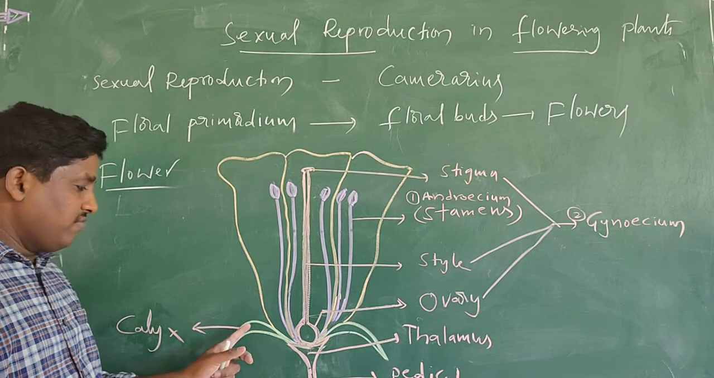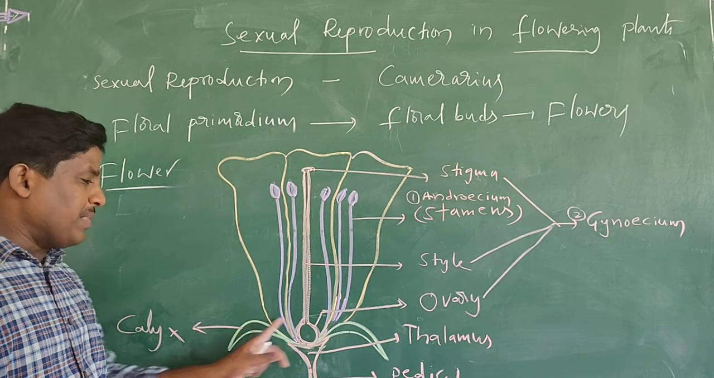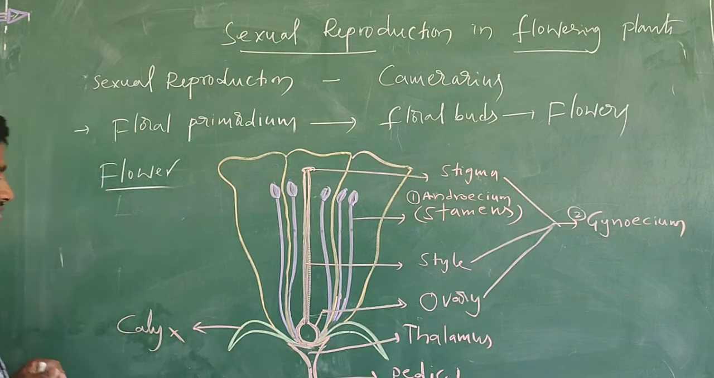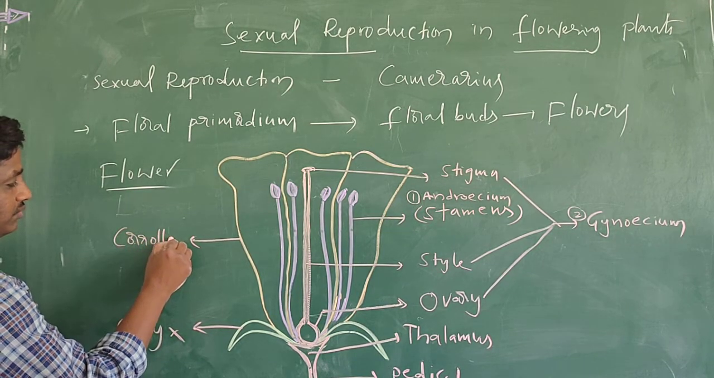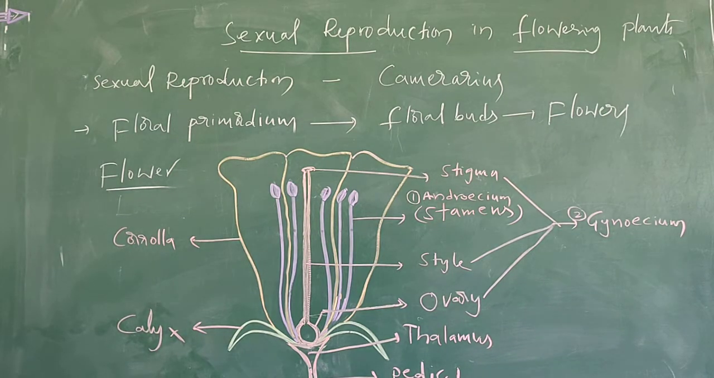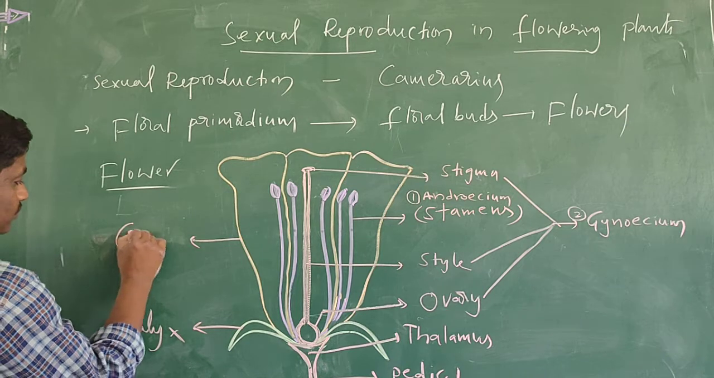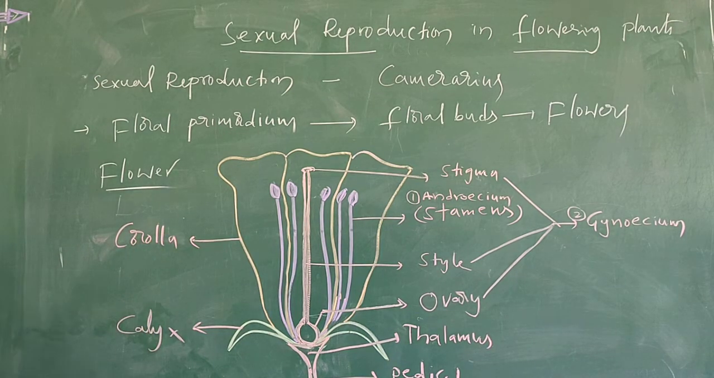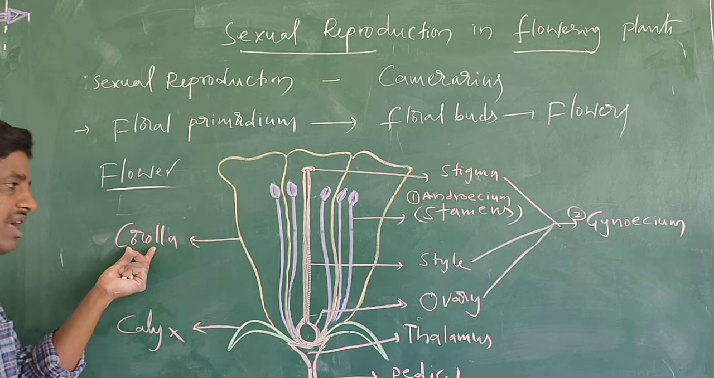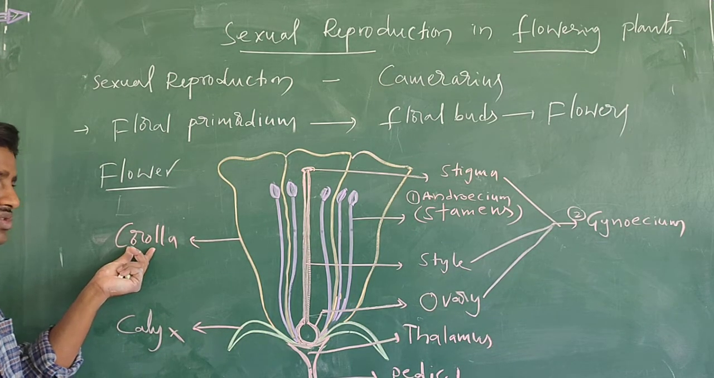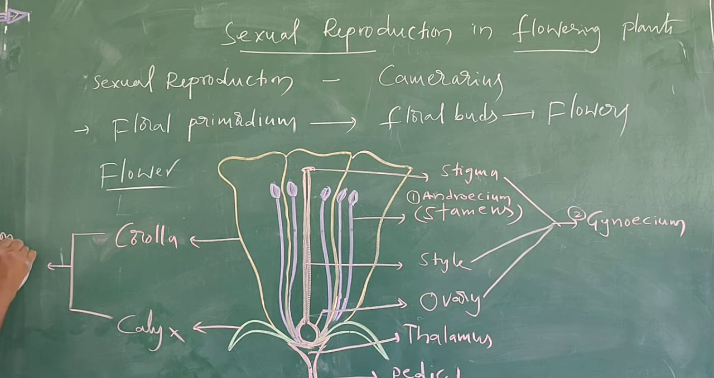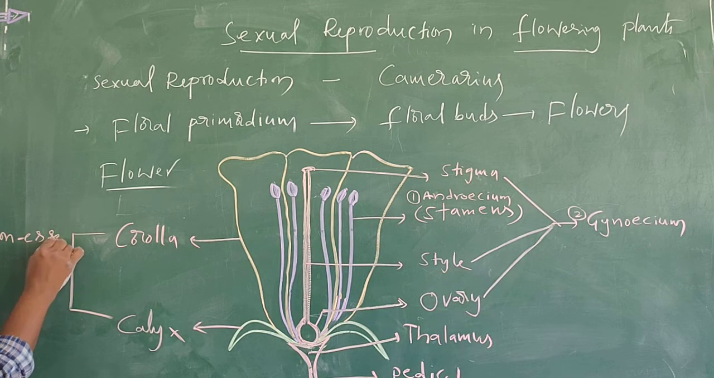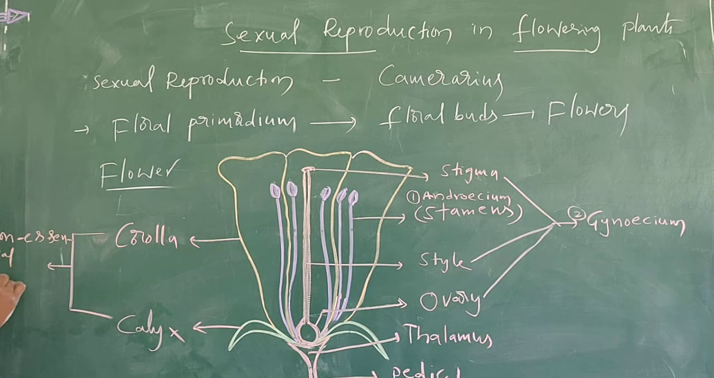Calyx consisting of sepals. Next, the second one, corolla. The second one we call the corolla. This corolla is consisting of petals. This calyx and corolla we call non-essential organs. These are also called accessory organs.